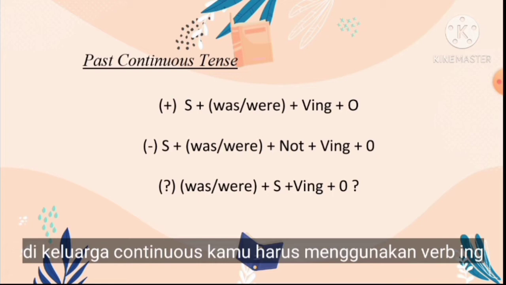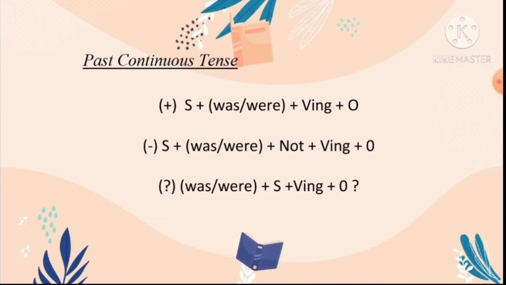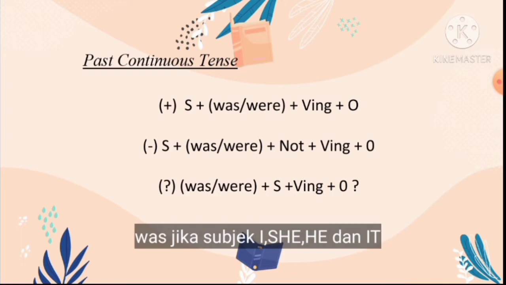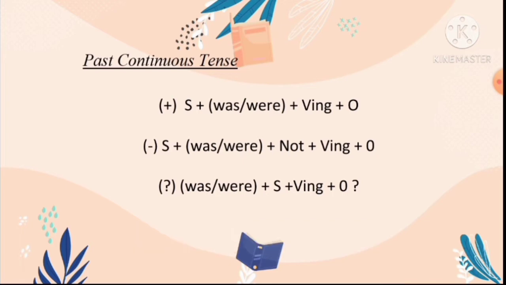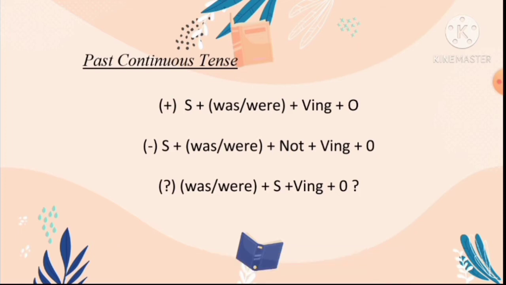In the continuous family, you have to use verb-ing. And when should we use was or were? Was if the subject is I, she, he, and it. Were for subject you, they, and we.